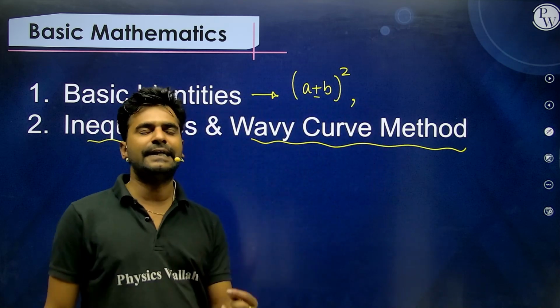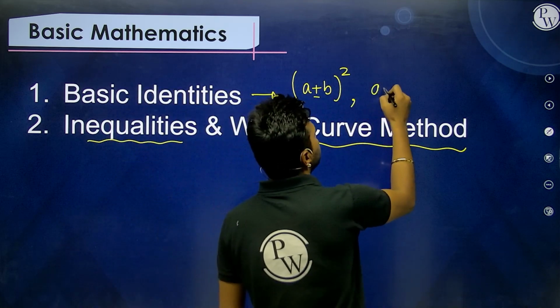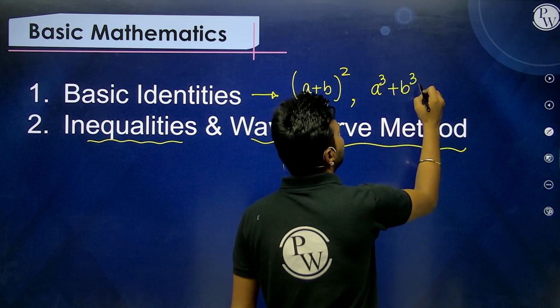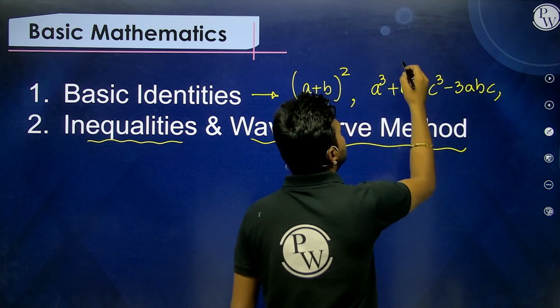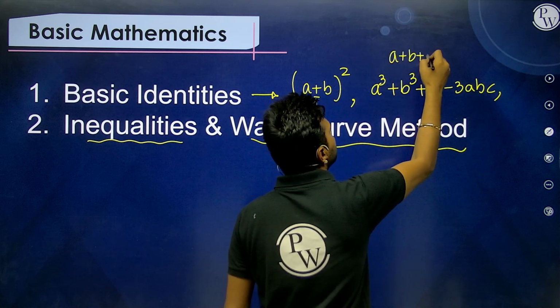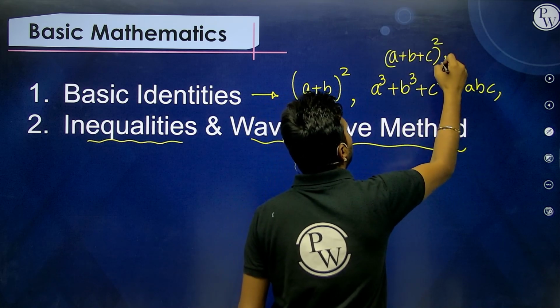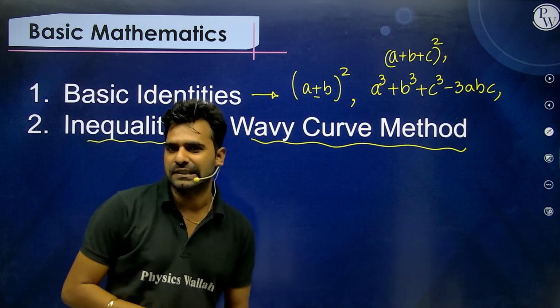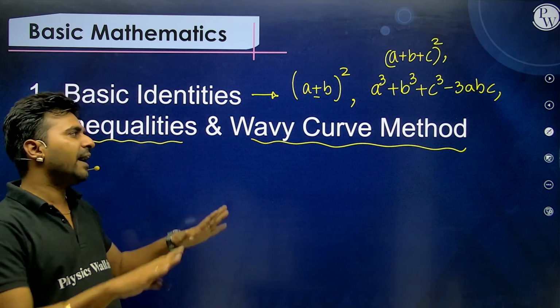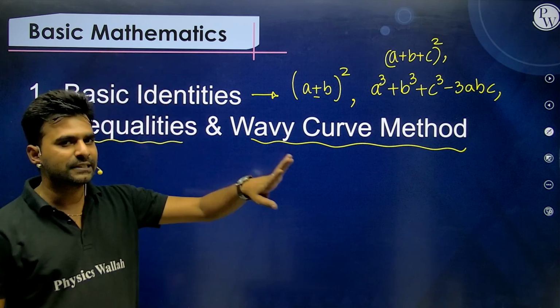Then few identities like a cube plus b cube plus c cube minus 3abc. And there are identities like (a plus b plus c) whole square. And there are identities like a square plus b square plus c square minus ab minus bc minus ca. So we're going to have a look at all those important identities, number one.